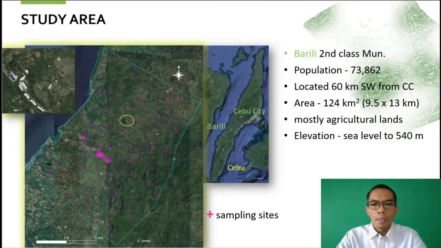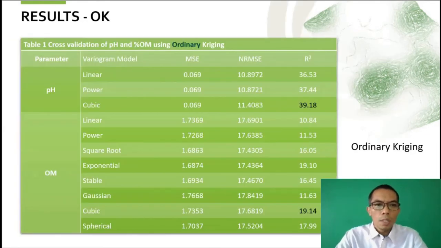The study area. The study area is in Barili, Cebu. Barili is a second-class municipality in the southern part of Cebu province. It is located southwest of Cebu City. The size of the study area is around 124 square kilometers with an elevation from sea level on the western part to 540 meters above sea level toward the eastern part. The study area is mostly agricultural land. In this slide are the locations of the soil samples, and they are distributed throughout the study area randomly. They are randomly sampled.